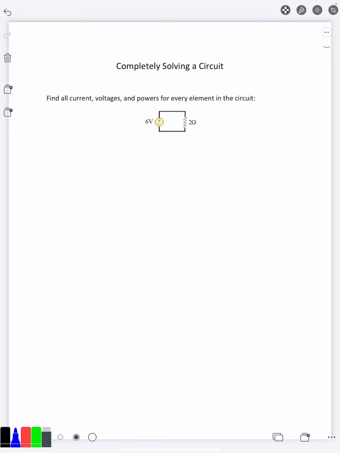So let's see here. We got two elements here. One's a 6-volt source, one's a 2 ohm resistor. We know that since they are connected in the bottom and the top, they are in parallel. And if they are in parallel, that means they have the same voltage. So the voltage for the resistor, I'm going to call this VR, is going to be the same, 6 volts here.